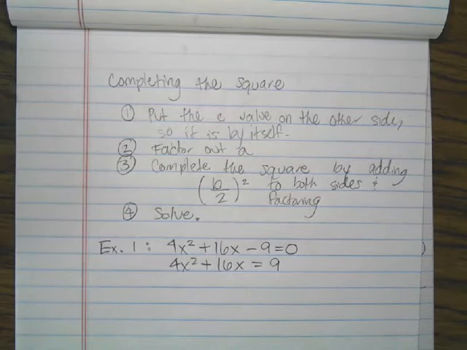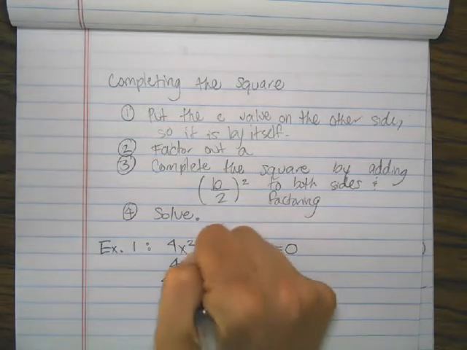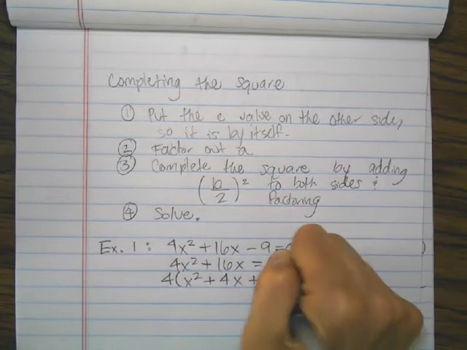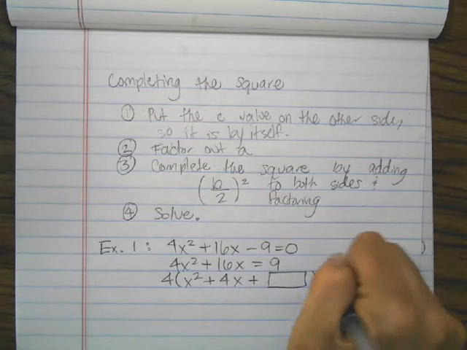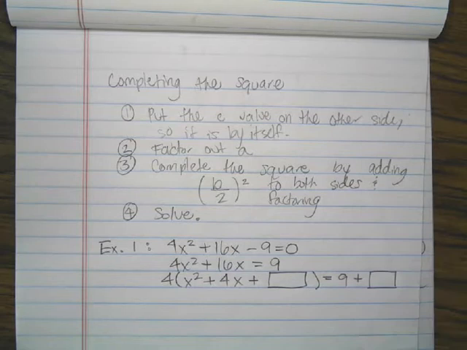Okay, now I factor out an a value. So, what is the a value here? 4. So I'm going to factor it out from this side. So that's 4 times x squared plus 4x, and then I'm going to write a plus and leave a space here. Can you take out a 4x? No, you do not take out a 4x, you just take out the number. So factor out specifically a, which is 4. You always want to have plus something and plus something.